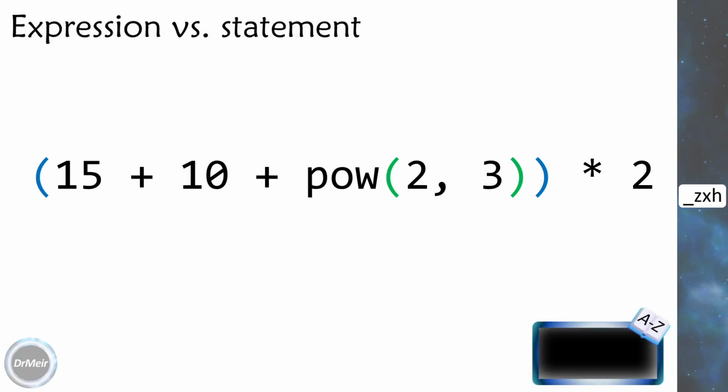Our program is just a single line of code that instructs the computer to perform a computation. An instruction to the computer is called a statement. In this case, the statement evaluates an expression.